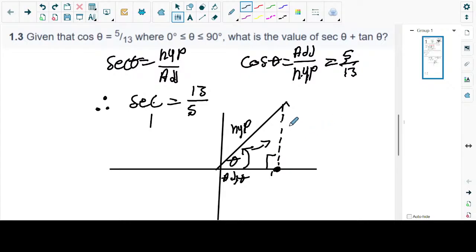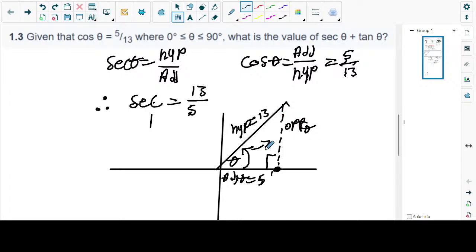Then you come to see this one, you say, okay, this one is adjacent to theta. From there on, I already know what is adjacent to theta: it is equal to 5. So where I see adjacent of theta in my diagram, I can say, you are 5. And then who is my hypotenuse? According to my diagram and the definition here, it is 13.